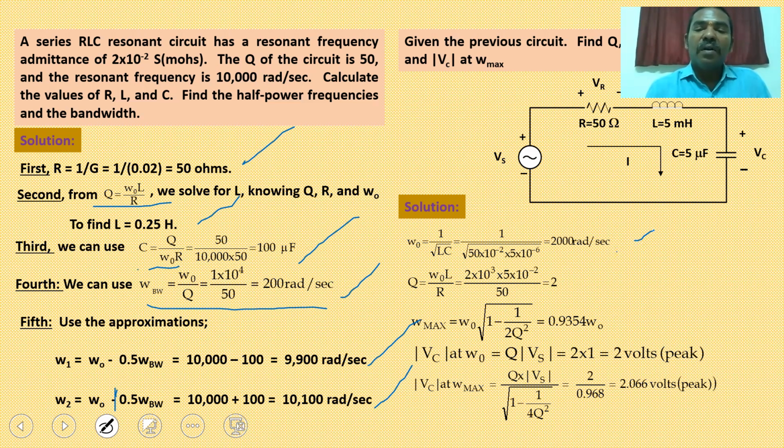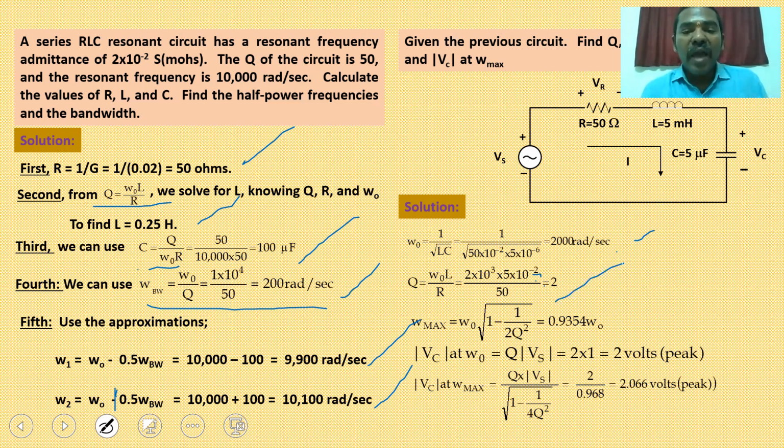Now you can use the quality factor, L omega naught by R or 1 by C omega naught R. Both conditions give the same result. Here I am using L omega naught by R. So omega naught is 2000, L is 5 into 10 power minus 3, and resistance is 50. So finally you get the Q value as 2.